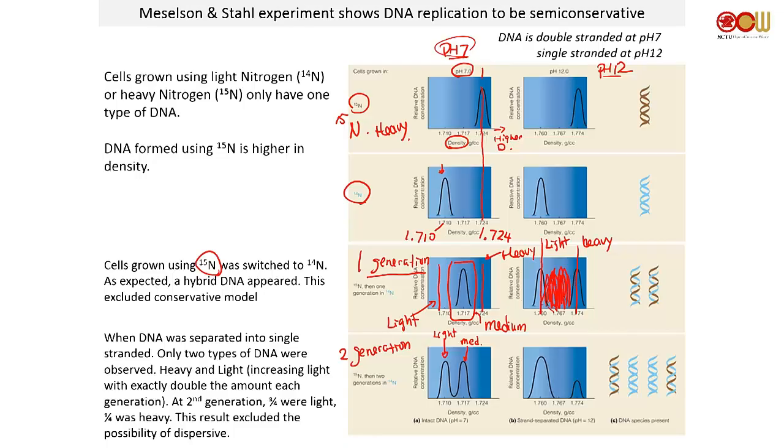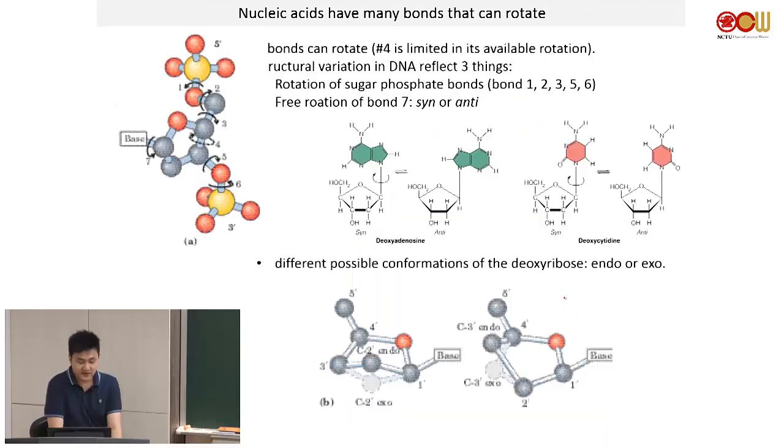All right, Meselson and Stahl experiment. So this tells you that it's semi-conservative. And together with Watson and Crick's model, it makes sense. All right, so that's that.